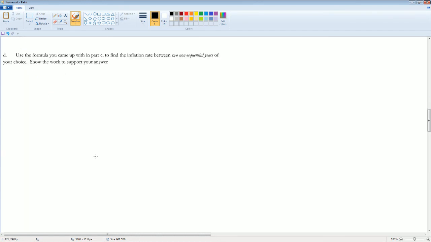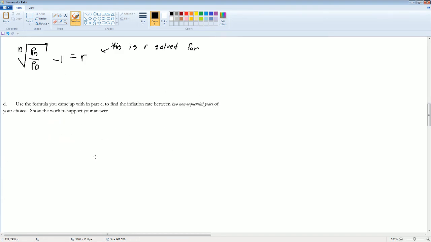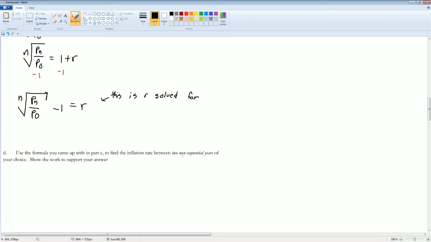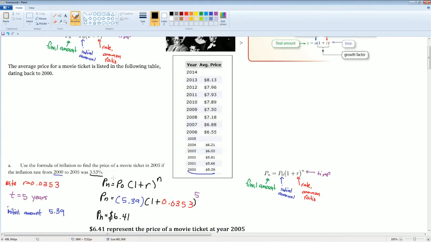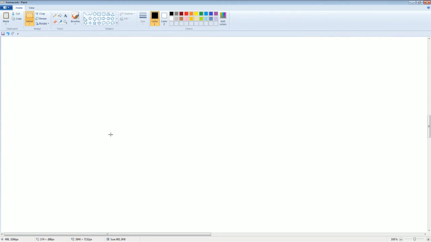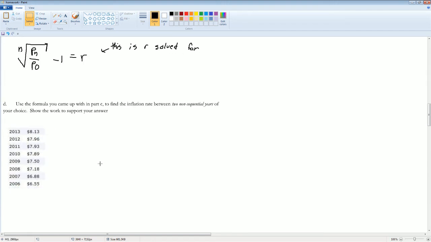Using the formula you came up with in part C, find the inflation rate between two non-sequential years of your choice. So I want to find the inflation rate between any two non-sequential years. Let me just grab this and pick. Let's grab 2013 and 2008. 8, 9, 10, 11, 12, 13. Yeah, that's 5 years. So I'm going to grab these two.